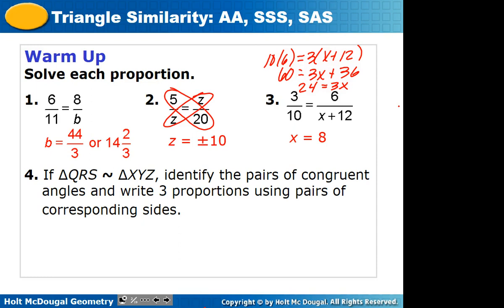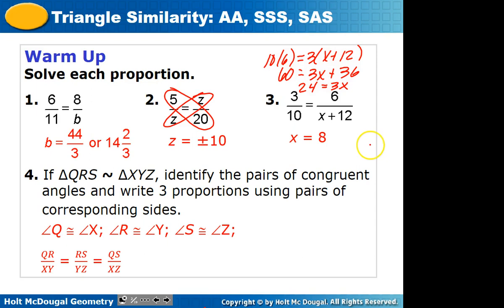When we talk about number 4, it says if triangle QRS is similar to triangle XYZ, identify the pairs of congruent angles and write 3 proportions using pairs of corresponding sides. So here we just look at what letter is in what position relative to what letter in what position in the second one. So Q maps to X, R maps to Y, and S maps to Z. So that means that angle Q and X are congruent, R and Y are congruent, and S and Z are congruent. Then we're talking about sides. So QR over XY, RS over YZ, and QS over XZ.